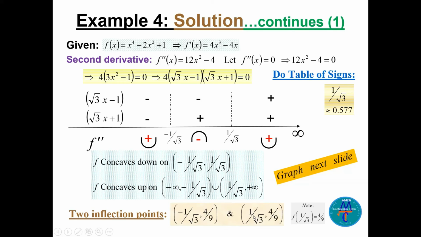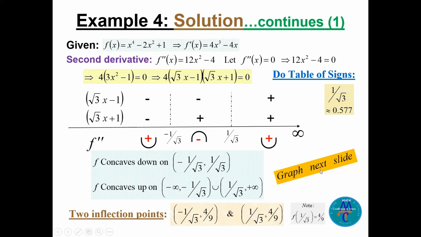Take 1 over square root of 3. That's the x value from the second derivative. Replace it in the function itself. Please do it yourself: 1 over square root of 3 to the power 4, minus 2 times 1 over square root of 3 squared, plus 1. When you simplify, it will be a nice number, 4/9. Please try it. Same thing here: take minus 1 over square root of 3, replace it in the function, simplify it. You will also get 4/9.